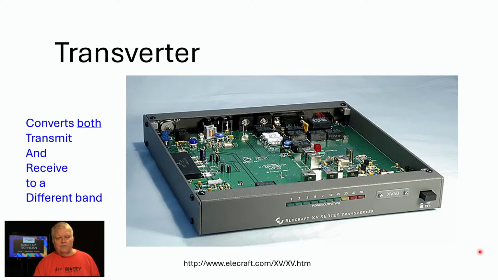And transverters. You've got that ICOM 7300. It'll work up to 6 meters, but you want it to work on 2 meters, or you want it to work on 70 centimeters. How do you do that? Well, you can add one of these boxes. A transverter converts both transmit and receive to a different band. So in this case, you'd tune the 7300 to the 10-meter band, and it would translate those signals up to 2 meters, for example, if you got the 2-meter box. That's a transverter that is used to change both receive and transmit to a new band.